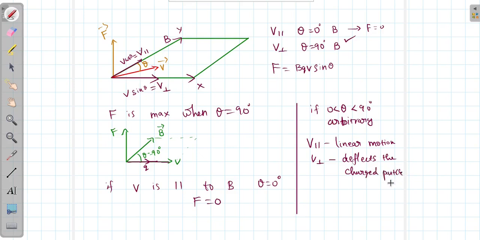Charged particle in V. We will discuss one by one. In case of the angle theta which is less than 90 degrees, our charged particle will experience the combined effect. Therefore, it will move in a helical path. In the case of 90 degrees, the object will move in a circular path.